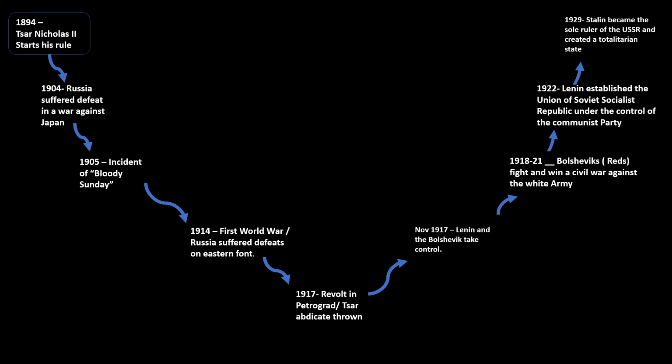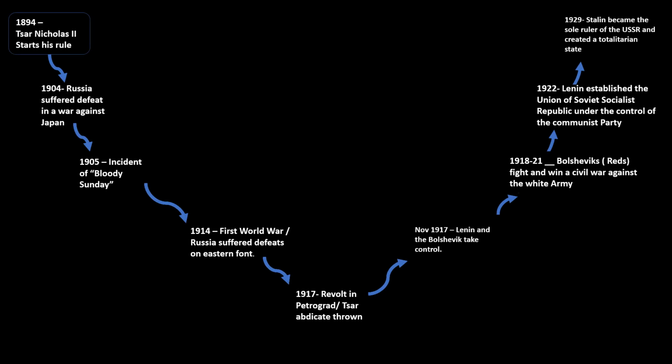Here is a chart which will help you to understand some of the major events in the history of Russia. Tsar Nicholas II started his rule in 1894. In 1904, Russia suffered defeat in a war against Japan. This defeat exposed the conditions in Russia. In 1905, there was an incident called Bloody Sunday, where Father Gapon and the workers were attacked by the Tsar's soldiers. This incident angered the people of Russia.